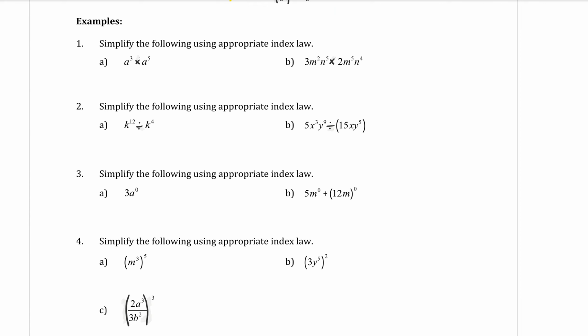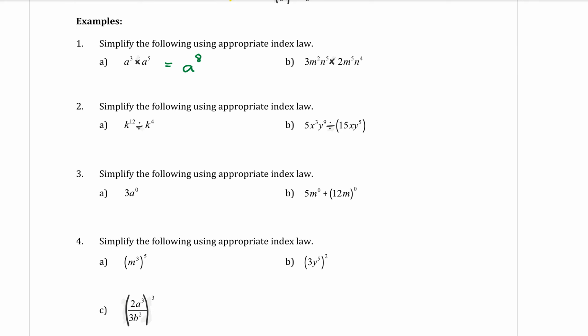Examples. Number 1, using the appropriate index law, we want to find out what a cubed times a to the power of 5 is. We are multiplying, we have the same bases, so all we have to do is add those powers. Don't change your base. So a stays the base. 3 plus 5 makes 8. Easy. Yep, done.